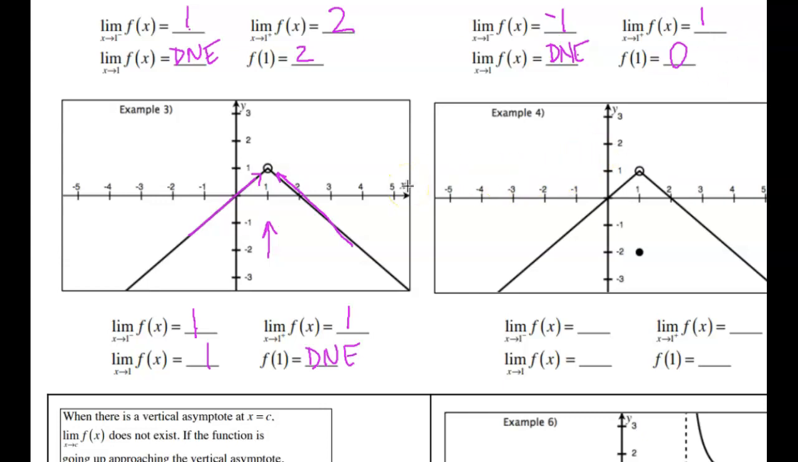All right, example 4. 1 from below, so here we go. So 1 from below, 1 from above, and they agree. My function value at 1 is right here. Okay.